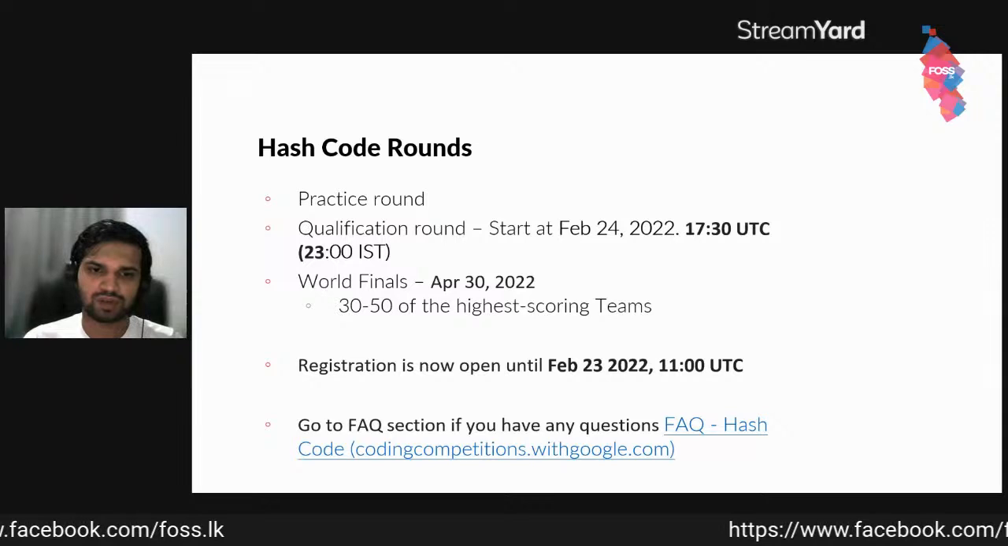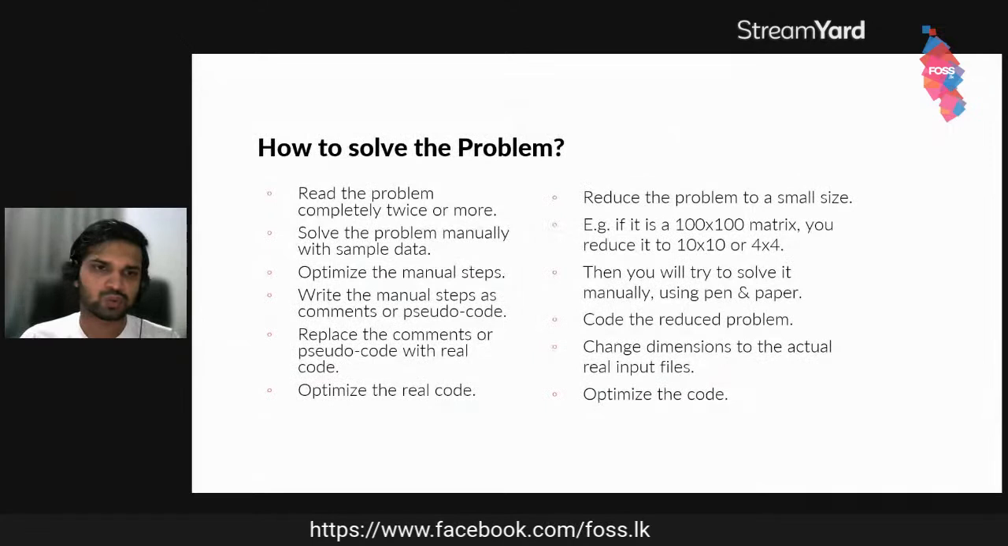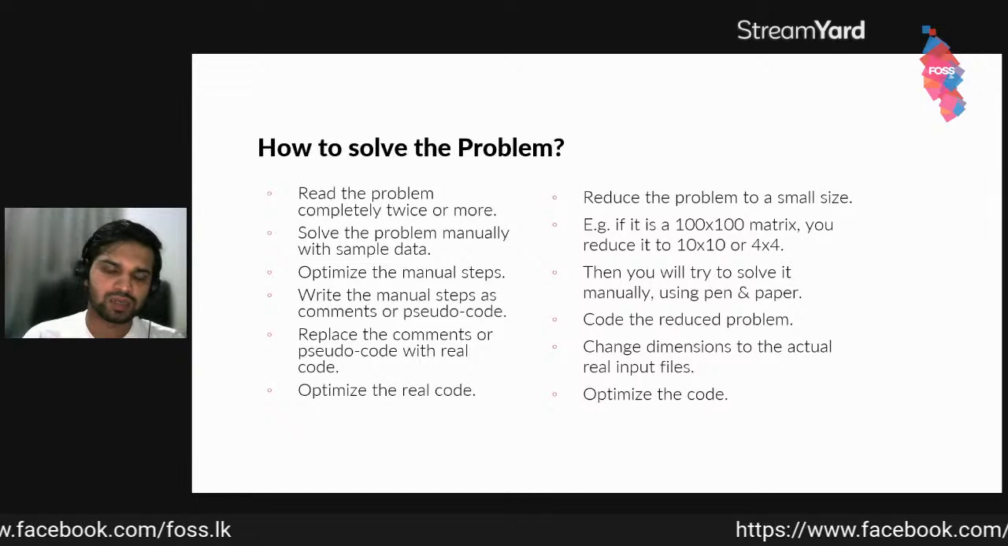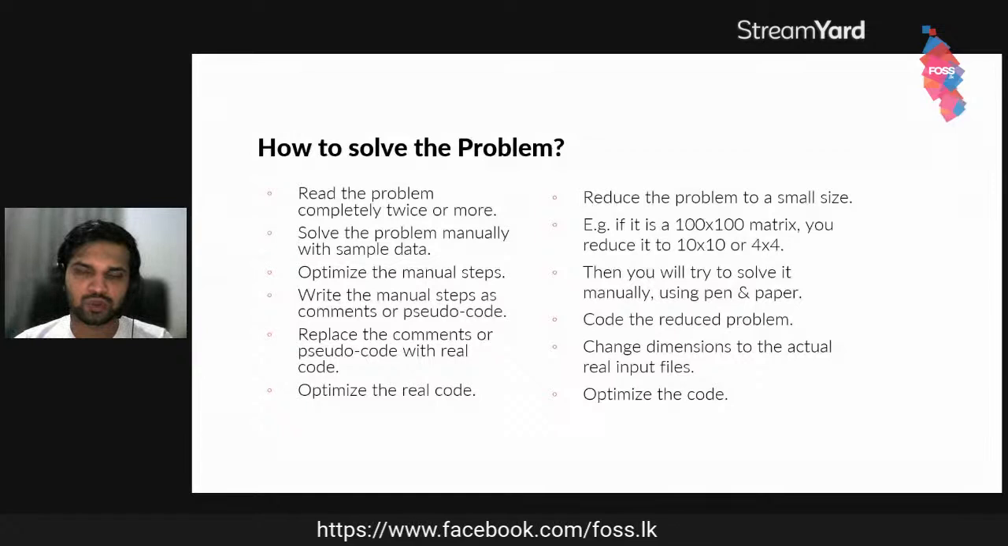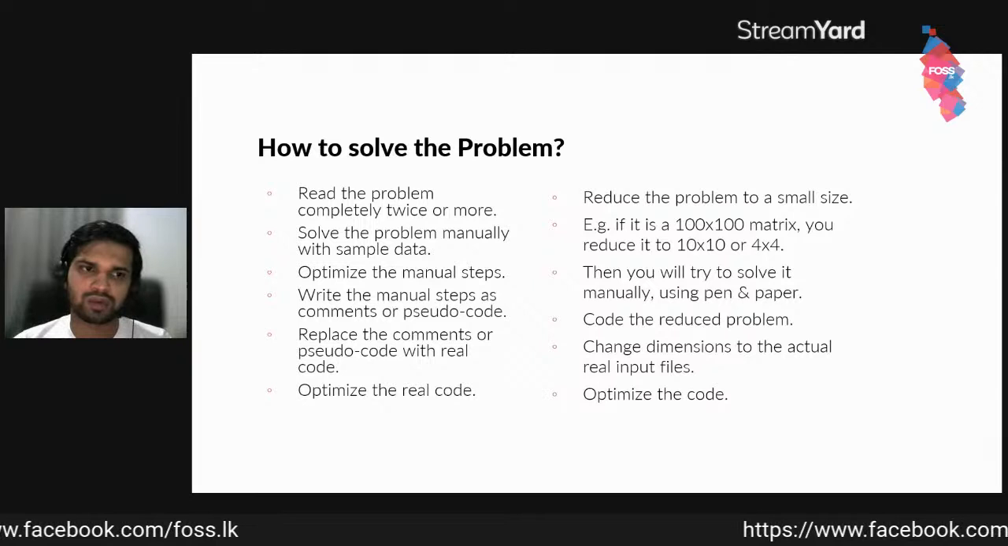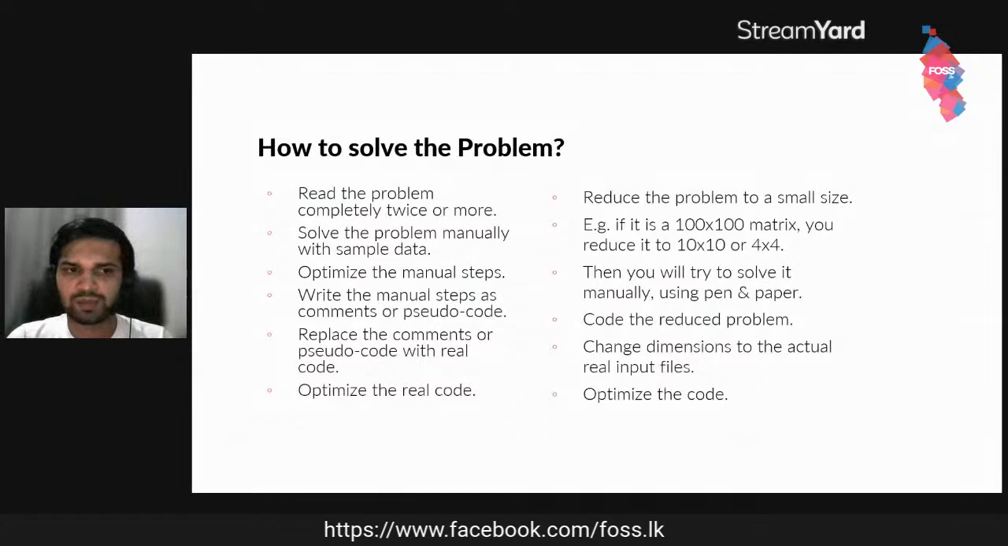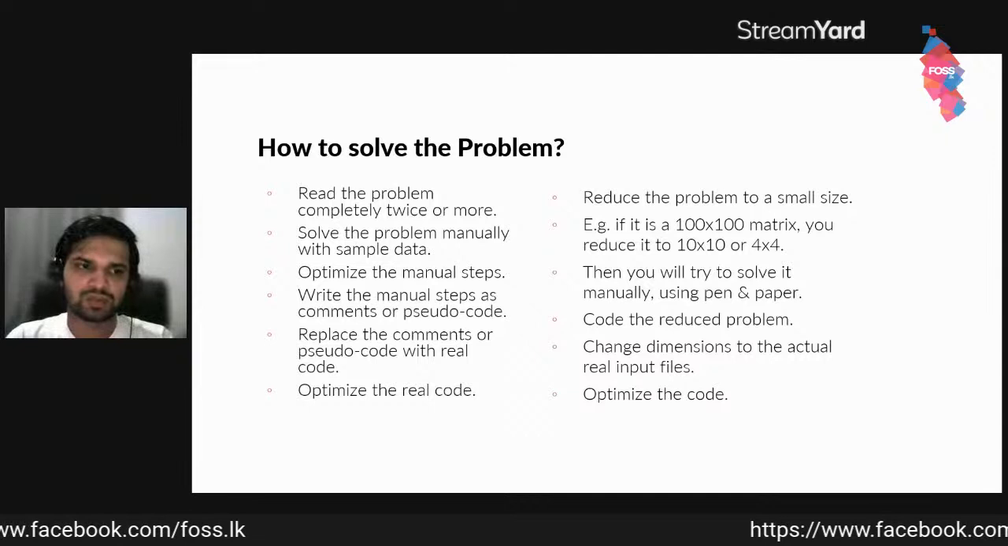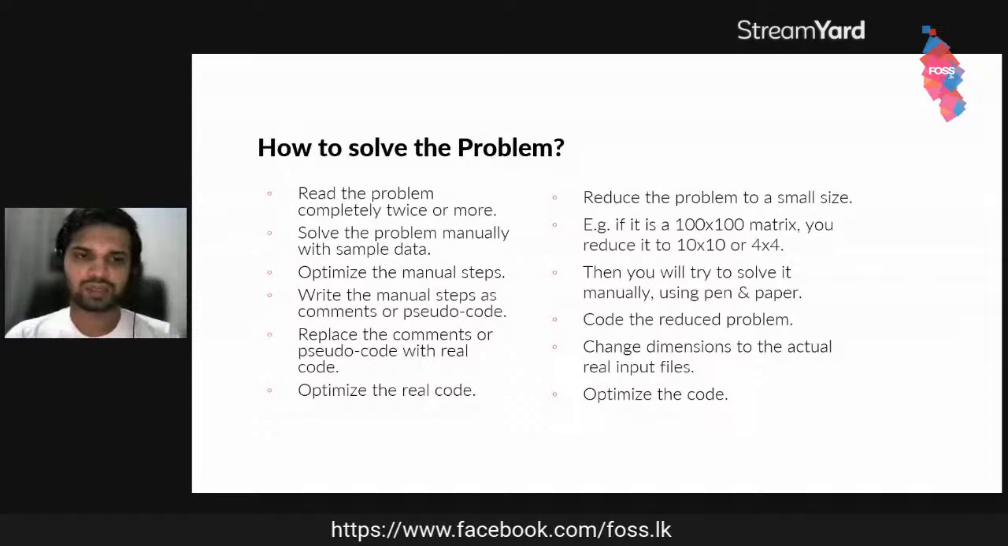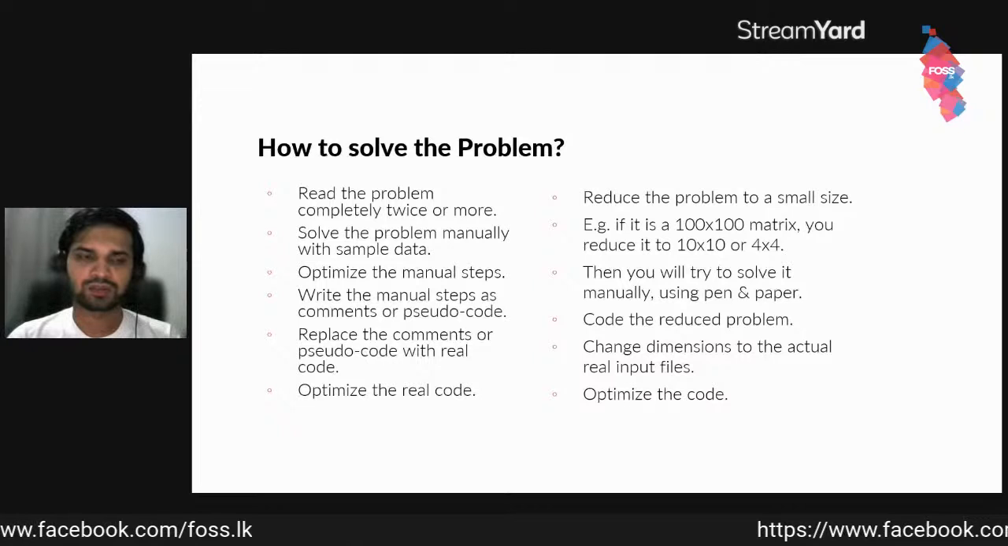Okay, now let's go to the task at hand. The main objective of this workshop is to show you the path, how to solve a problem given in Google HashCode. I will show some code, but mainly I will be focusing on how to approach a problem and how to solve it. I have given two columns here. On the left side there's one approach, and on the right side there's a second approach. You can choose any one of them, but I'll go through them one by one.